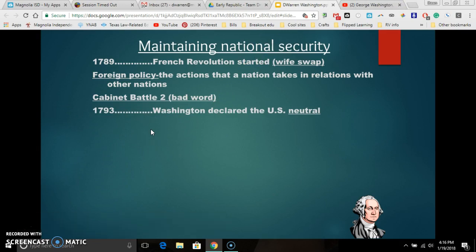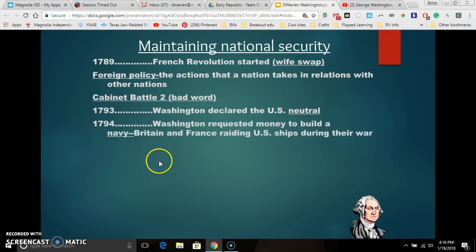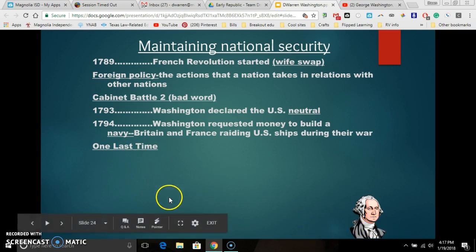Now, after that, Hamilton wants to support Britain. Jefferson very much supports the French. And Washington just said, you know what? We can't afford to get in a fight. We're going to stay neutral. So he starts working on the inside of his country rather than things going on outside. One Last Time is a Hamilton song. You can put that on YouTube too, about Washington retiring.